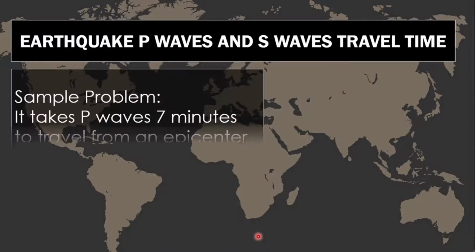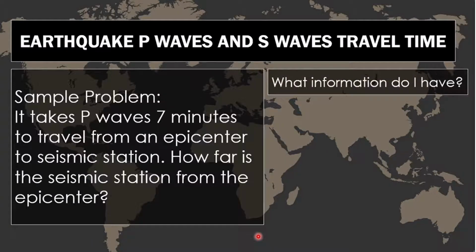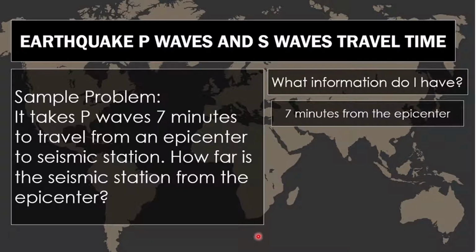Sample problem number 2. It takes P waves 7 minutes to travel from an epicenter to a seismic station. How far is the seismic station from the epicenter? You must always ask yourself two questions. Number 1. What information do I have? The given in the problem is the travel time of P waves, which is equal to 7 minutes.